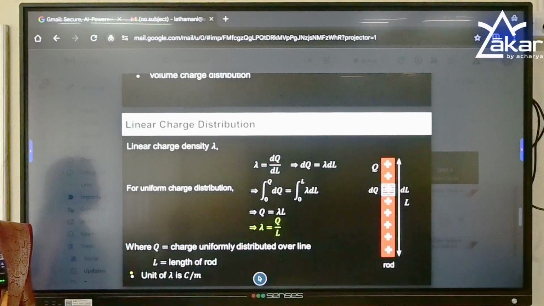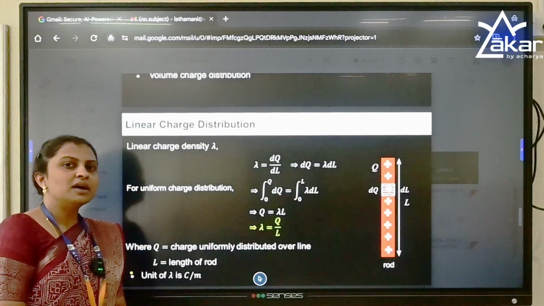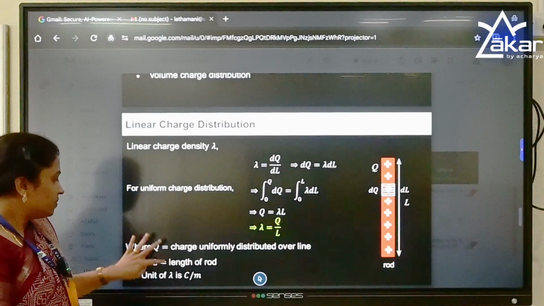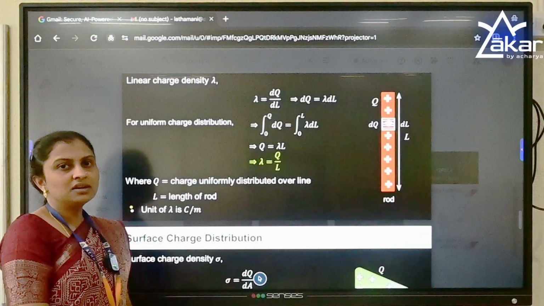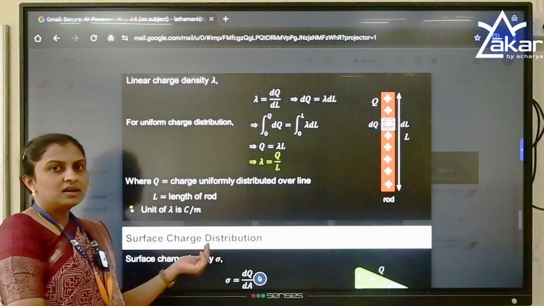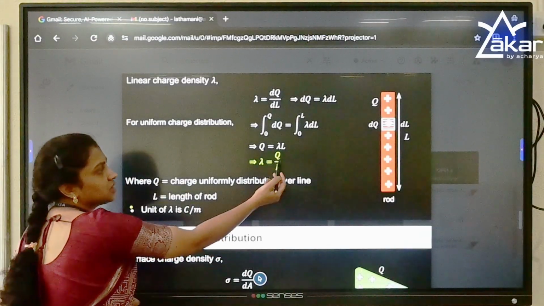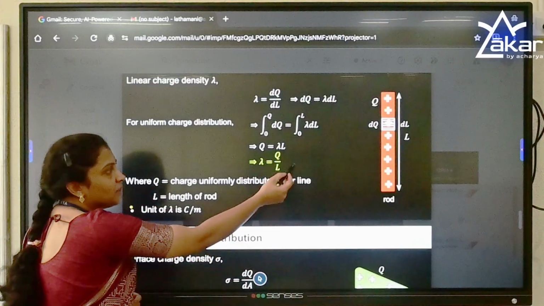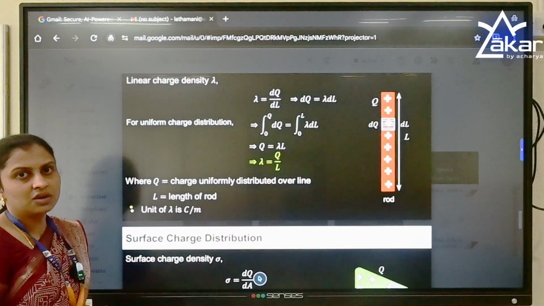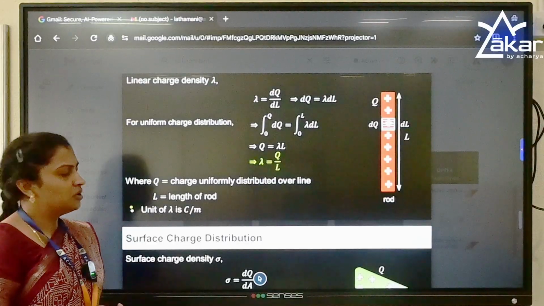So the formula for linear charge distribution is lambda is equal to q by L. What is the unit of linear charge density? Lambda is equal to q by L, where q is in coulomb and L is in meter. So coulomb per meter is the SI unit of linear charge density.